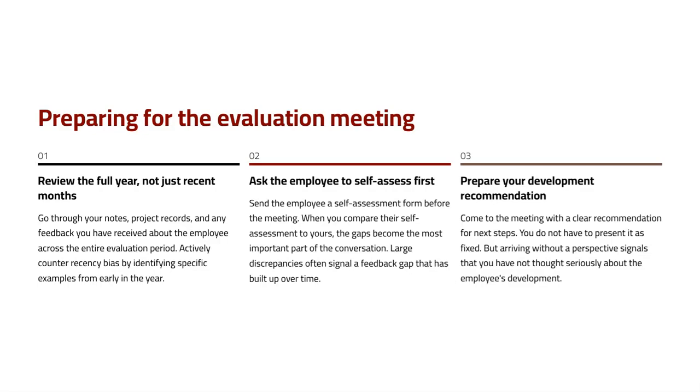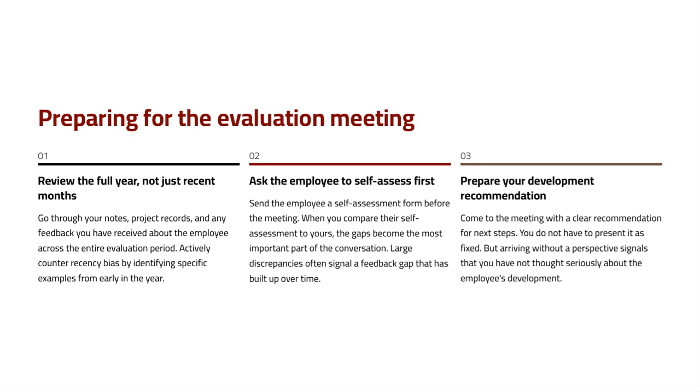When preparing for the evaluation meeting, it's crucial to review the full year and not just recent months. This means going through your notes, project records, and any feedback you received throughout the entire evaluation period. By doing this, you actively counter recency bias by bringing up specific examples from earlier in the year that might otherwise be overlooked.